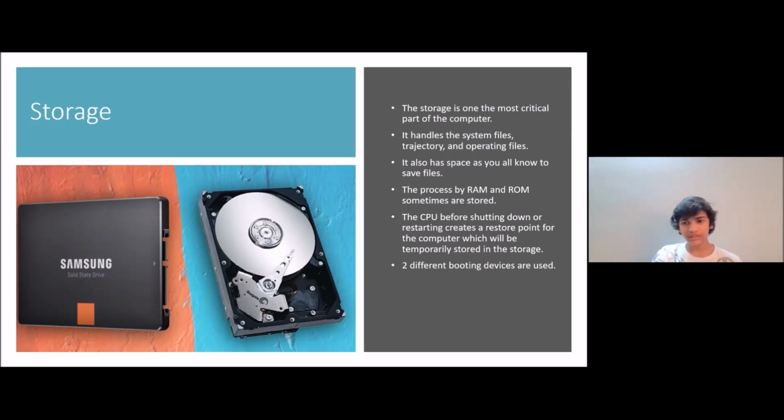Two different booting devices are used for storage. Over here, the Samsung one is called a solid state drive. You can see it is very compact compared to the hard disk drive, which is very thick because it consists of disks rotating on this arm. That is where all the information is stored, and this is the hard disk drive. If we have time, I will also explain the difference in storage between the hard disk drive and the solid state drive. Either a hard disk drive or a solid state drive is used.